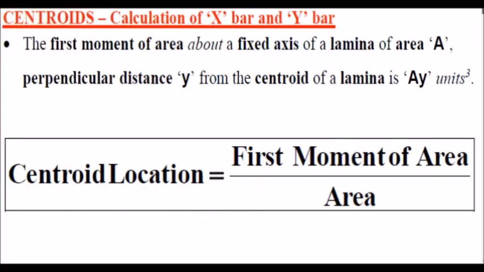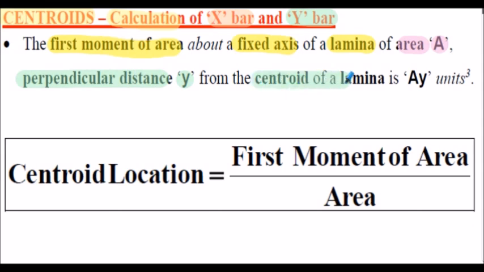So, introduction here to centroids. To define a centroid, we need to calculate the x-bar location and the y-bar location. Let's firstly define the first moment of area about a fixed axis of a laminar two-dimensional shape that has area A and a perpendicular distance y from the centroid of the laminar is calculated from the formula area A multiplied by perpendicular distance y.